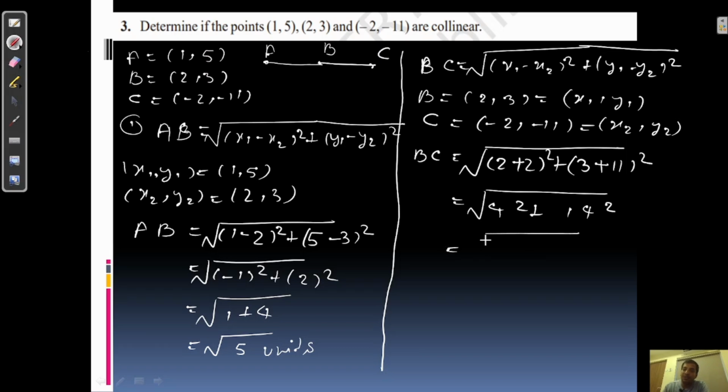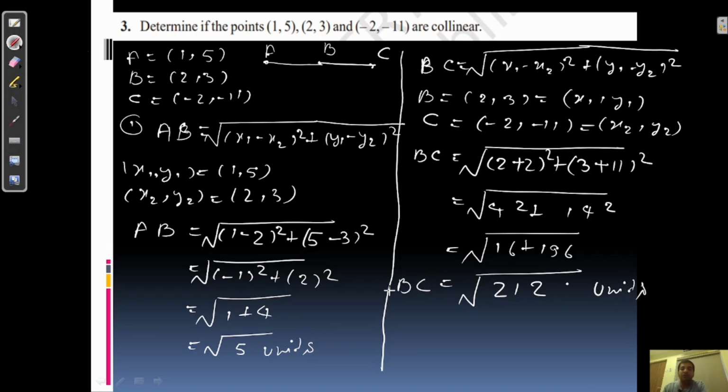Now you should know what is the square of 4 and what is the square of 14. You should know 4 square is 16. Is it correct? Yes, it is correct. Plus 14 square is 196. Please don't mind my writing. I am not habitual of writing with a pen tab, so my handwriting is not good today. Adding, we get 212. So now we have root of 212 units. So this is our BC.